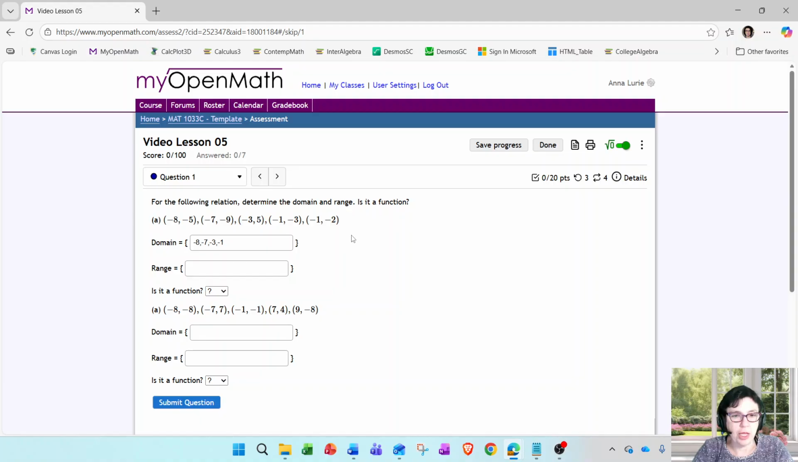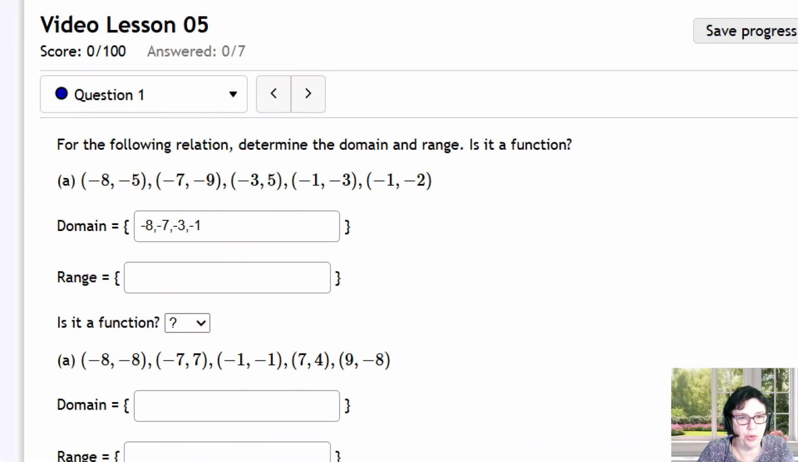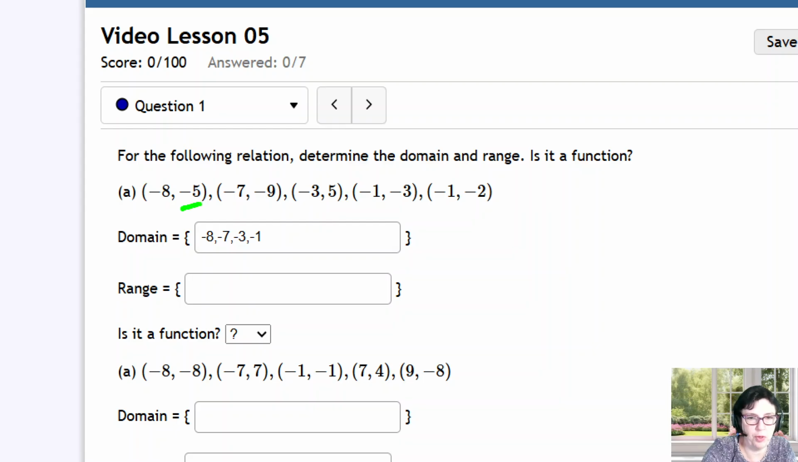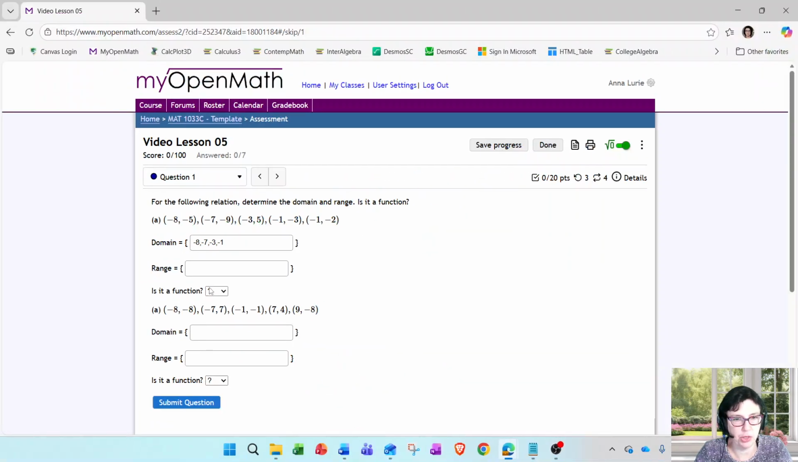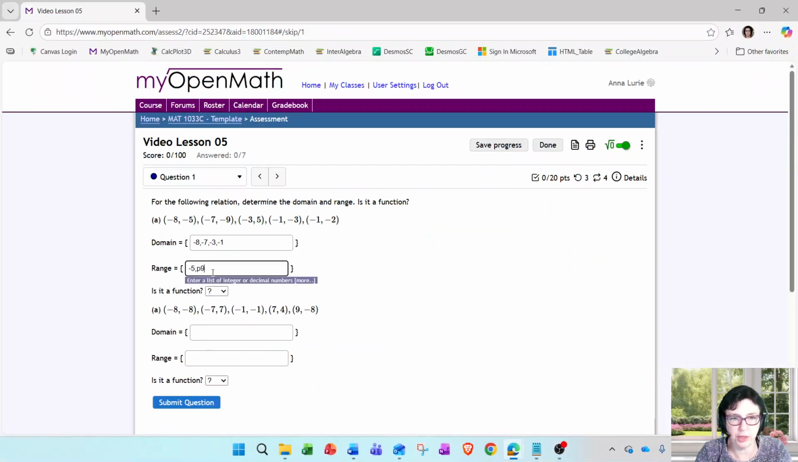Okay, the range is a list of cities that are the output, like where the letters are going. So the range is going to be all of these numbers, the y values. And again, if some of them repeat, you do not repeat them. I don't see anything repeating here, so I am just going to type them. And the order doesn't matter. You don't have to sort them. It's what's called an unordered list.